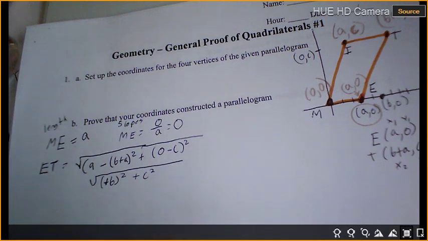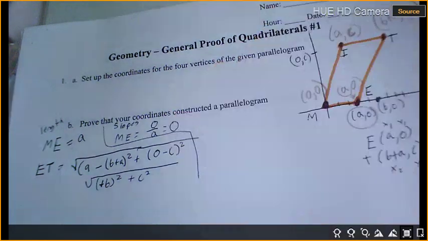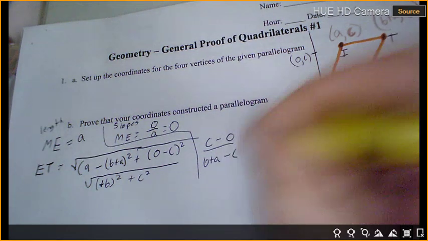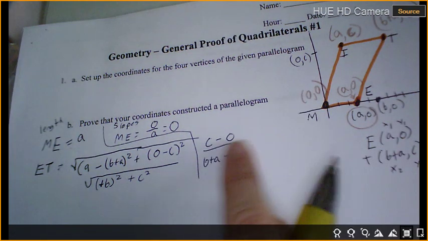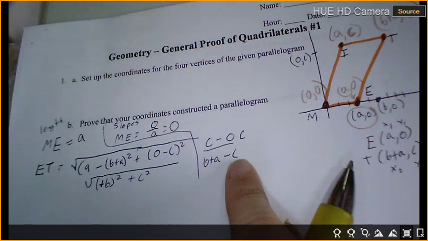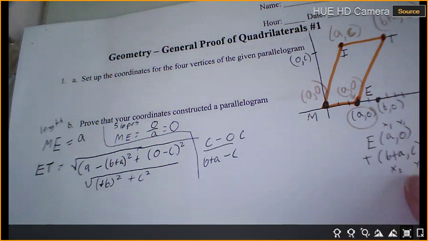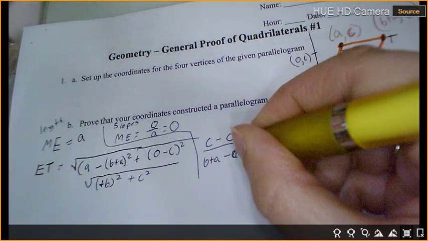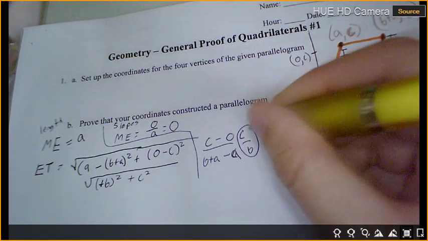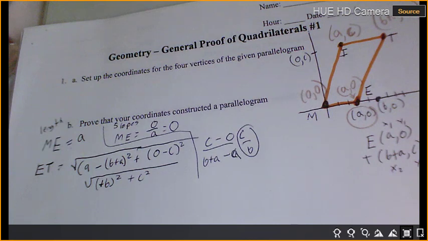Now I'm going to find the slope. My slope is y2 minus y1 over x2 minus x1. What's that going to give you? What's C minus 0? C. B plus A minus A. What's B plus A minus A? B. So there's my slope, C over B.